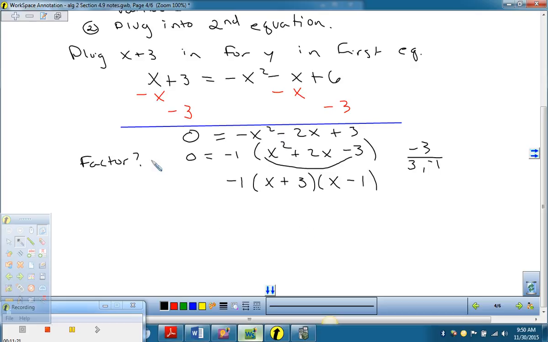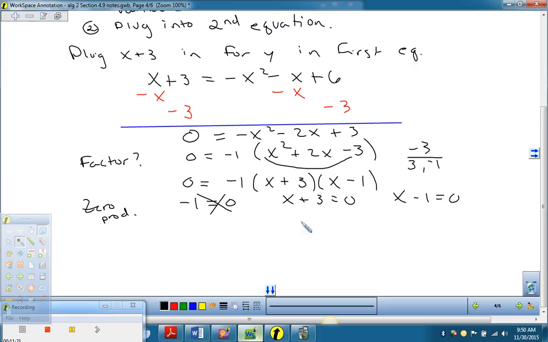All right, now what do I do? That's not the answer yet. We're solving for x. Set them equal to 0. We take each of our factors and set equal to 0 with the zero product property. Well, negative 1 equals 0. That can never happen. x plus 3 equals 0. And x minus 1 equals 0.